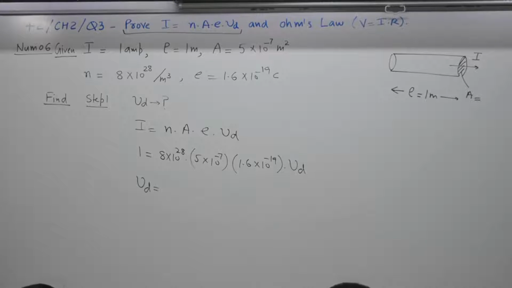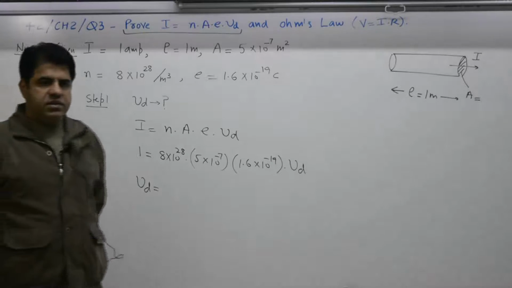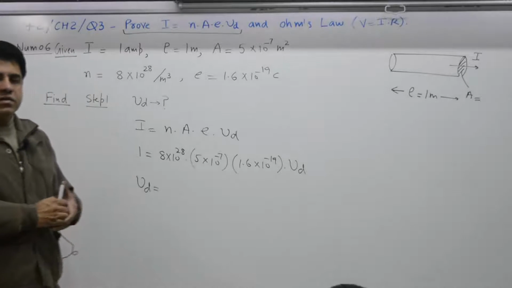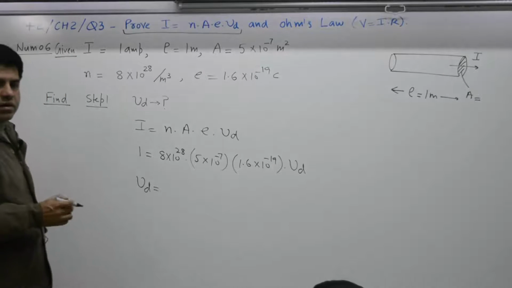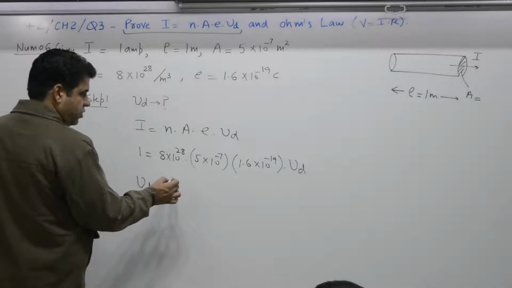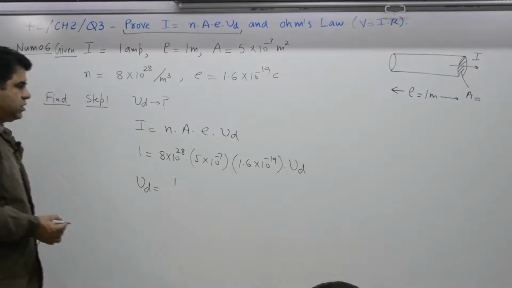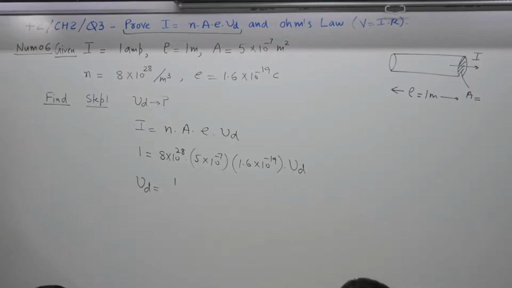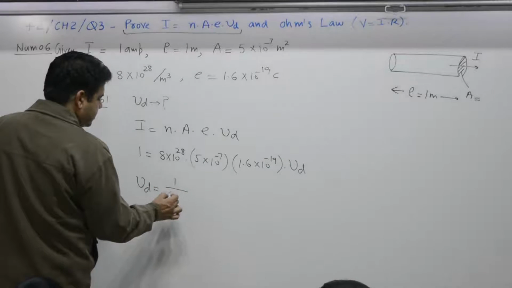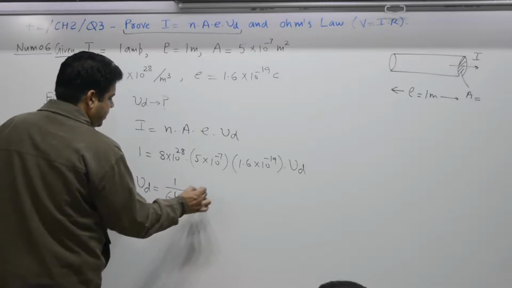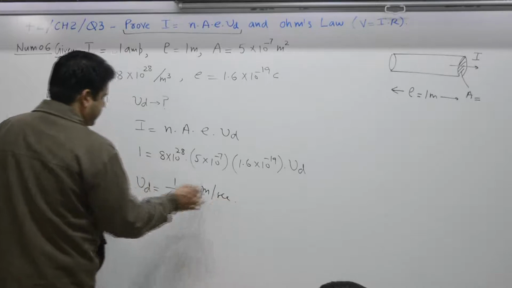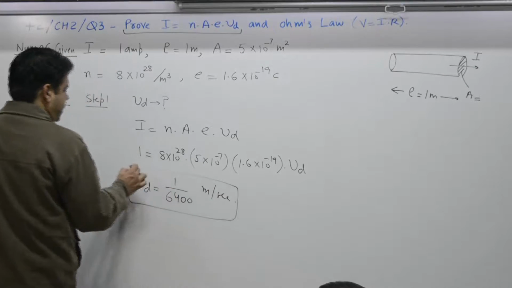Yes, anyone? 1 by 6400. Check it please. Vd is 6400? 1 by 6400 meter per second. This is step 1.